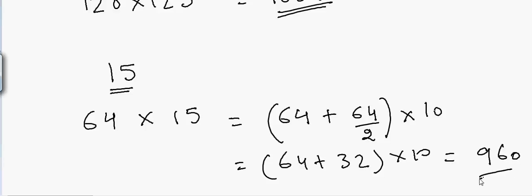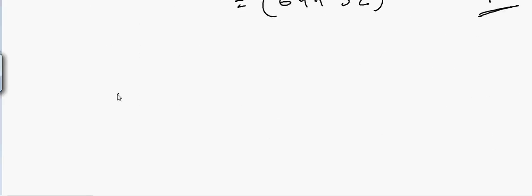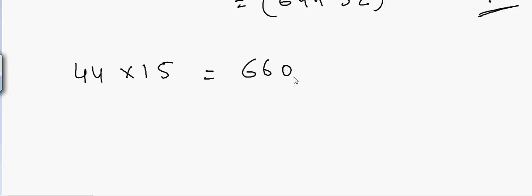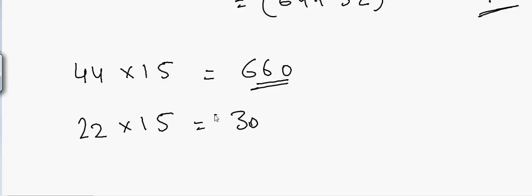So let's do it quickly. Suppose I have 44 and want to multiply by 15. I know that half of 44 is 22, so that will be equal to 66, and then a 0, so that will be 660. Suppose I want to multiply 22 by 15, that will be equal to 330. And if you want to multiply 66 by 15, that will be equal to 99 and 0.